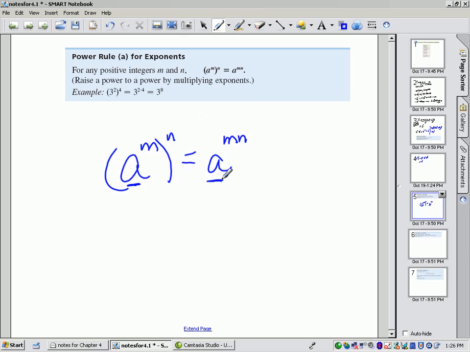So this works with numerical values as well. If I have 5 to the 2nd raised to the 4th, that would be 5 to the 2 times 4, which is 8. Okay, look how that compares to the rule we just talked about. If you have 5 squared times 5 to the 4th, that one would be 5 to the 6, because that's talking about how many copies of 5 you have when you're multiplying the like bases. Okay.